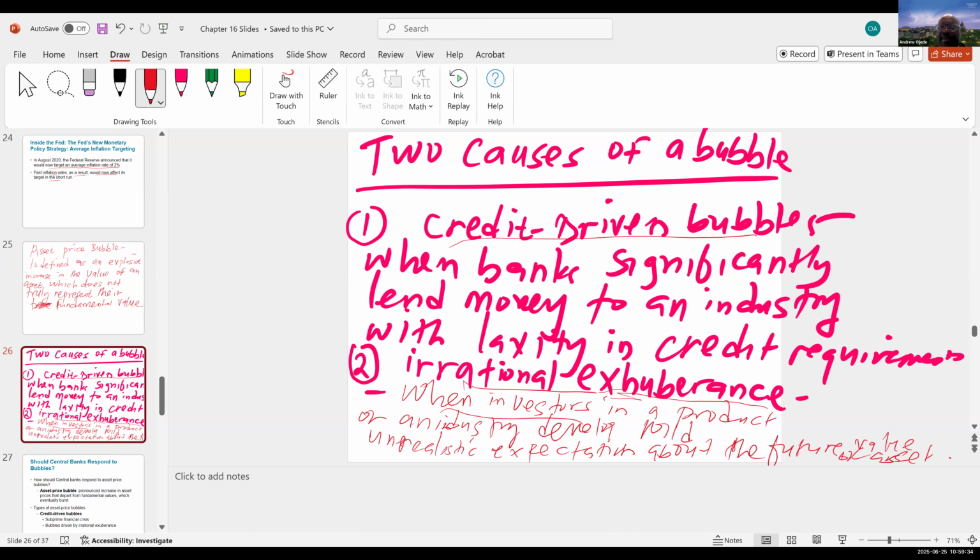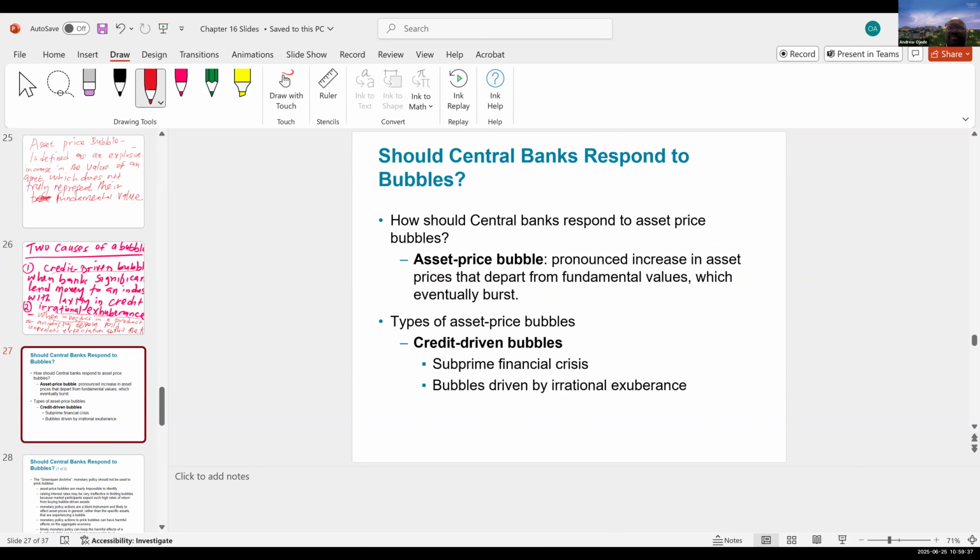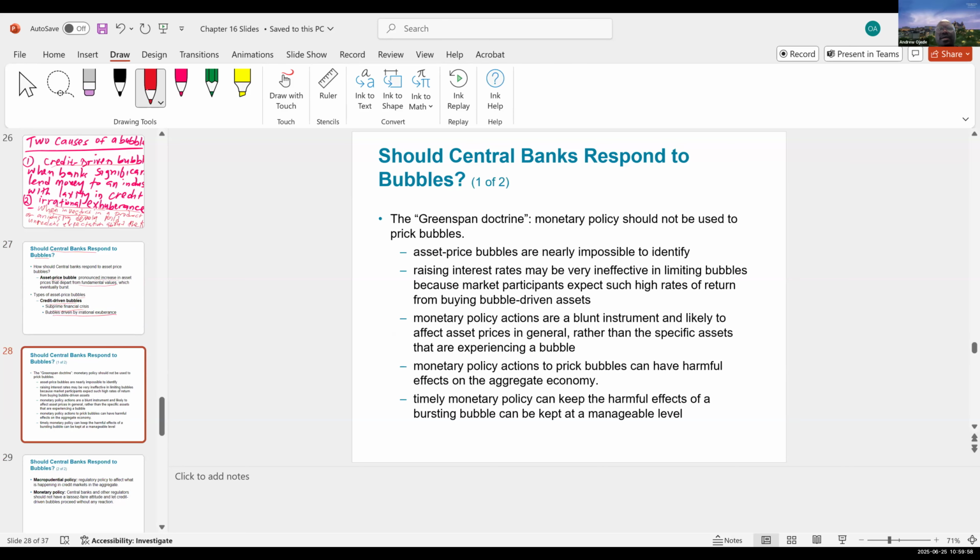Okay, and then we'll talk about Greenspan. That brings the question: should central banks respond to bubbles? I talked about asset price bubbles, pronounced increases in asset prices that depart from fundamental values, which eventually bust. As for types of bubbles, I talked about credit-driven bubbles, such as subprime mortgage prices, and bubbles driven by irrational exuberance. So the Greenspan doctrine, you can read about it. I'm not going to test you on that. It holds that monetary policy should not be used to prick bubbles. In other words, the Fed should stay away from trying to fix bubbles, or maybe create bubbles.